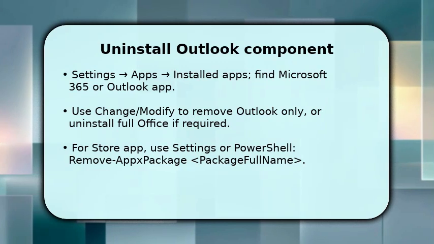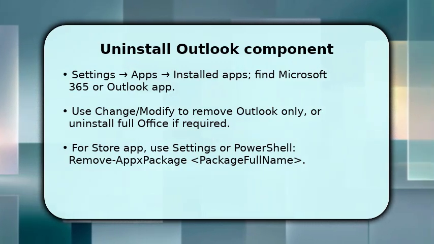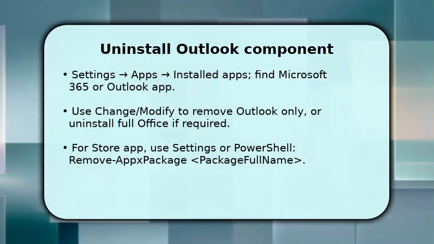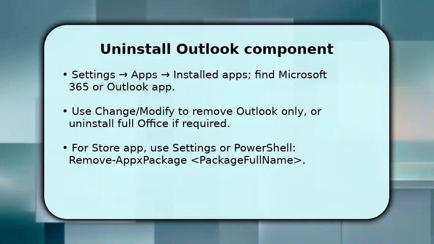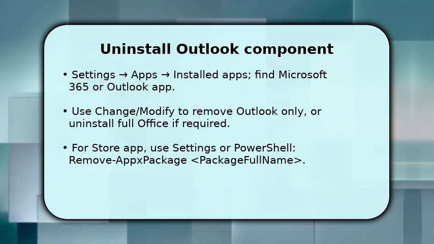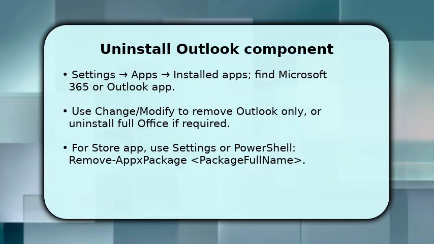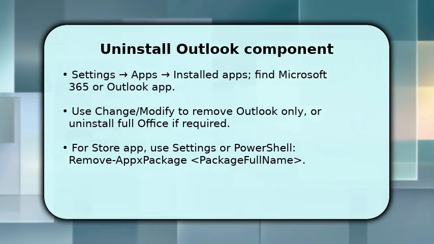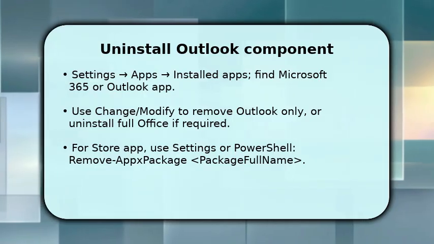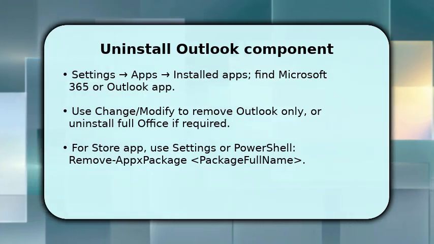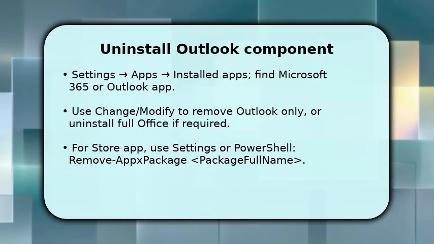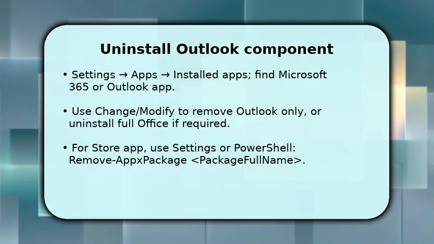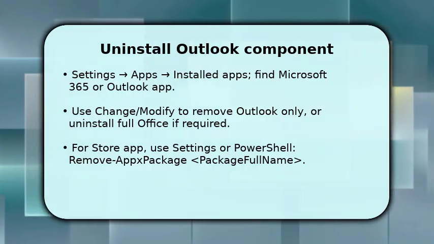You now remove the program itself. Go to Settings, then Apps, then Installed Apps, locate Microsoft 365 or the standalone Outlook entry, and choose Modify or Uninstall. If Microsoft Installer offers a feature view, deselect Outlook to remove only that component, otherwise uninstall the whole Office suite. If Outlook is a Microsoft Store app, open Settings or run PowerShell, and use Remove-AppxPackage with the app package name to uninstall.